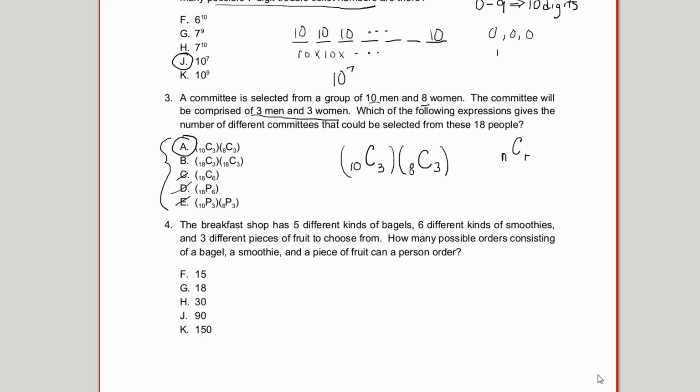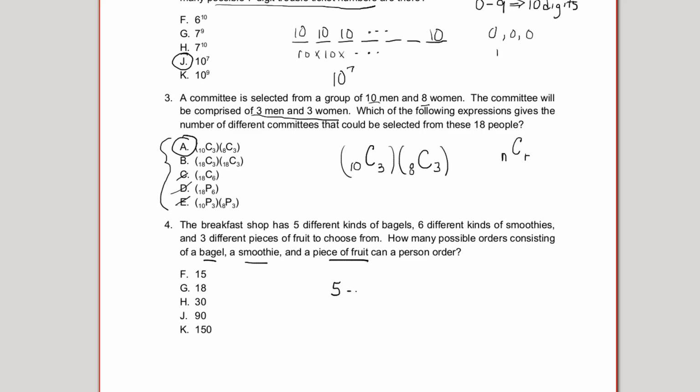Taking a look at number 4, the breakfast shop has 5 different kinds of bagels, 6 different kinds of smoothies, and 3 different pieces of fruit to choose from. How many possible orders consisting of a bagel, a smoothie, and a piece of fruit can a person order? So this is very similar to question number 1. We are looking at a breakfast combination with 1 bagel, 1 smoothie, and a piece of fruit.